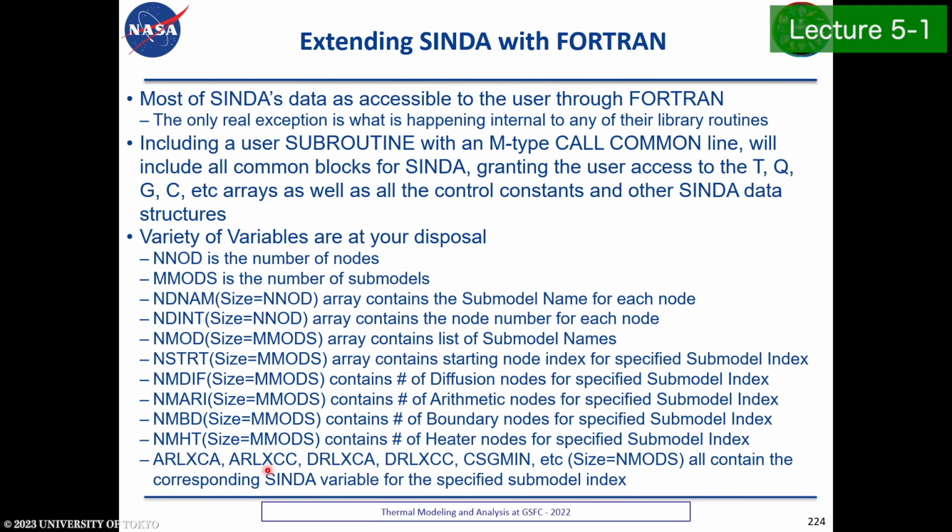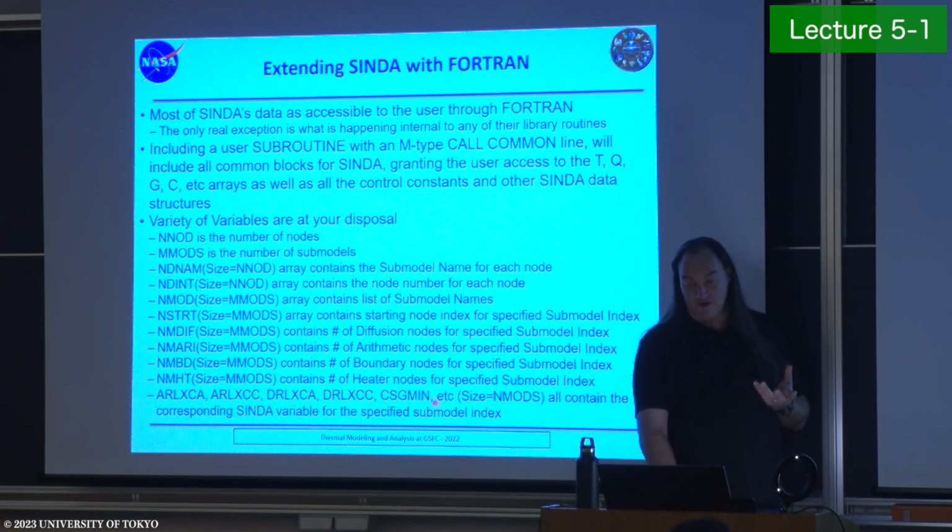You also have all of the relaxation criteria, both the requirement and the calculated values for arithmetic, diffusion. You've got the capacitance divided by the sum of conductors. Each of these is specific to each submodel as well. So you have that for the size of M mods. And this should be M, not N. So those are some variables if you really want to get deep into the weeds.